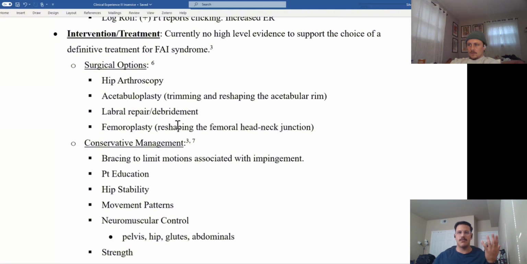And two of those are just reshaping, basically shaving down that pincer or cam, whatever is forming and causing that issue. And then hip arthroscopy is just a whole remodel.